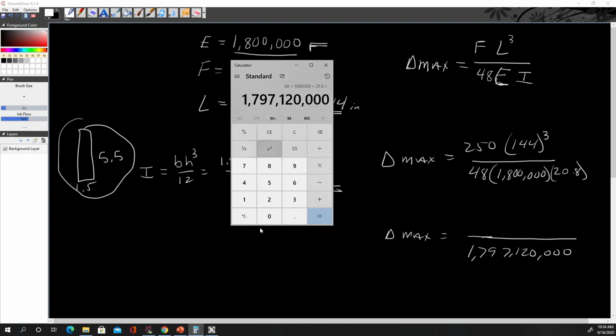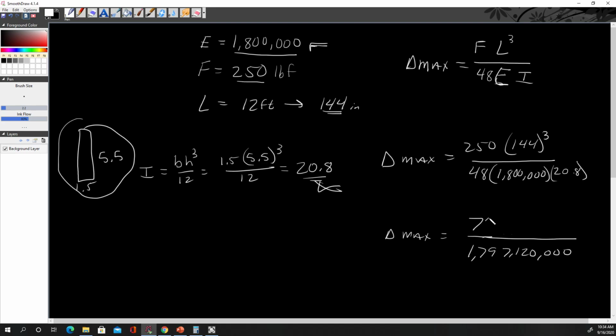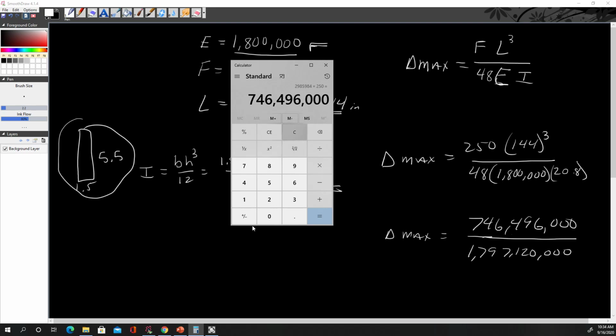Then let's do the top. So we always start with the cube first. So 144 times 144 times 144. It's going to be a big number. There it is. That's done. Now let's times that by the 250. And I get this huge number, 746,496,000. And here's why I like to do the bottom one first, because that top number is already there, right? It's already in my calculator. Then I just push divided by the bottom number, and then I just have to type that one, and I don't have to retype everything.